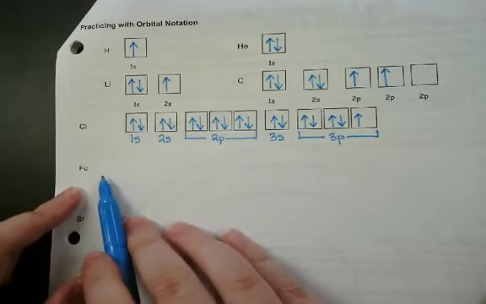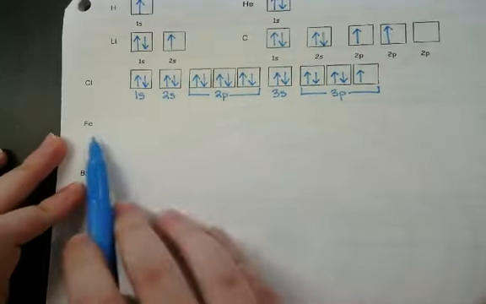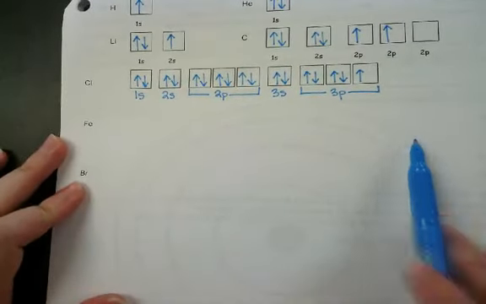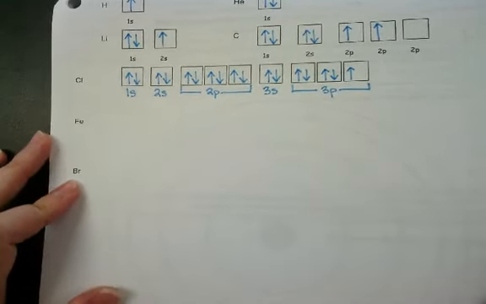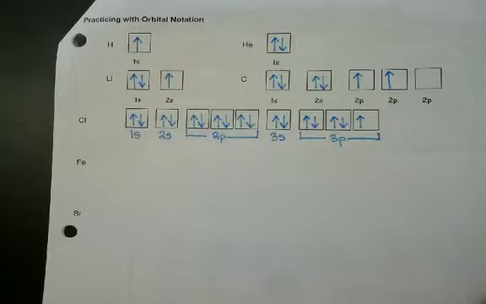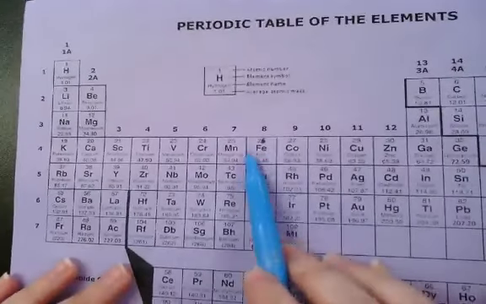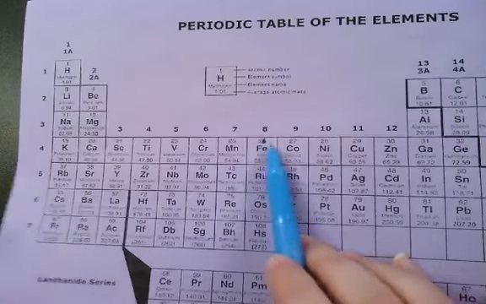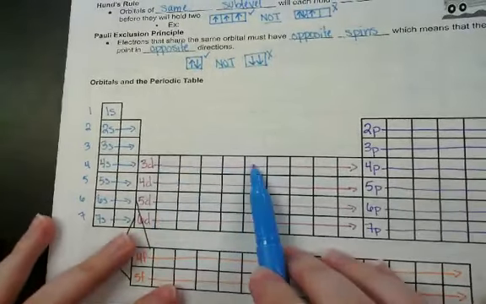All right, iron. Iron we're doing from scratch. On your assessments, on your test, you're going to be given this, and you're going to have to draw these boxes from scratch. So we're going to find iron first. Iron is right here. If I go to my labeled periodic table, I'm going to see that it's here in my 3D section.